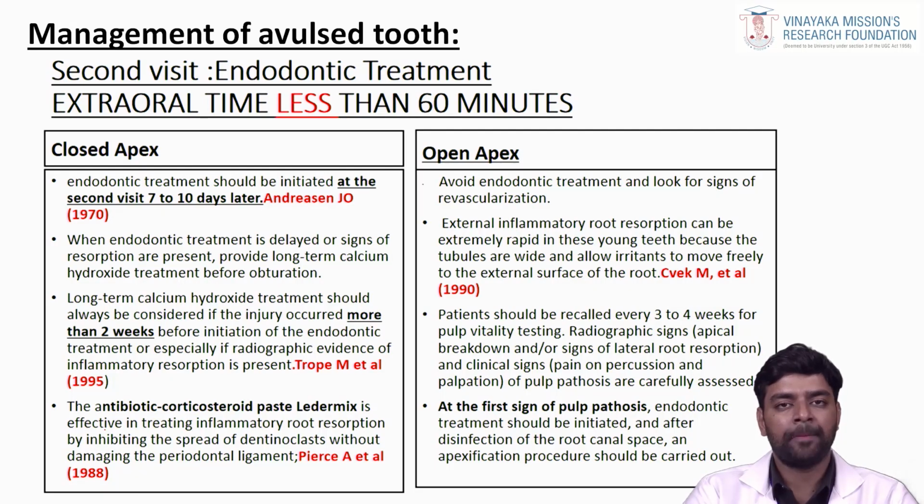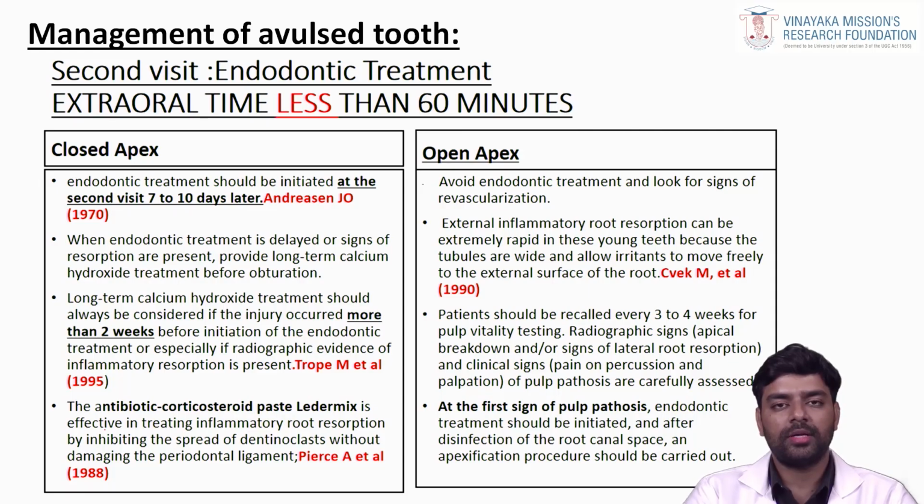The antibiotic corticosteroid paste called Ledermix is effective in treating inflammatory root resorption by inhibiting the spread of dentinoclasts without damaging the periodontal ligament cells. In open apex cases, avoid endodontic treatment and look for signs of revascularization. The external inflammatory root resorption can be extremely rapid in these young teeth because the dentinal tubules are wide and allow irritants to move freely to the external surface of the root.